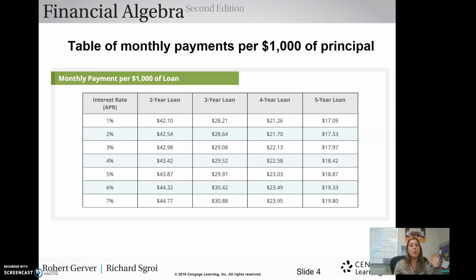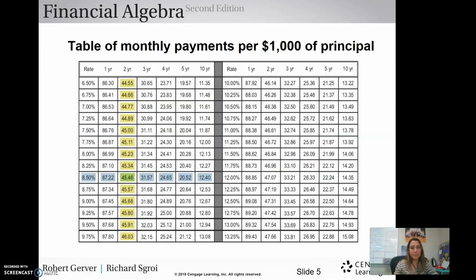Okay, so the monthly payments per $1,000 of a loan. Basically, we're going to look at this table, and this is for whole percentages. This is the table of monthly payments per $1,000 of the principal, meaning that there are other percentages here. The example used here is a 2-year loan at 8.5%, and the monthly payment per $1,000 would be $45.46. We're going to talk about what that means by per 1,000 on the next page.